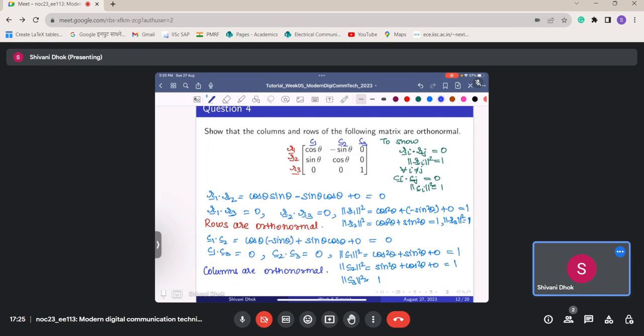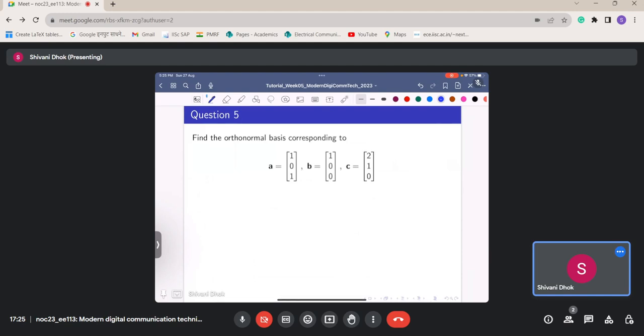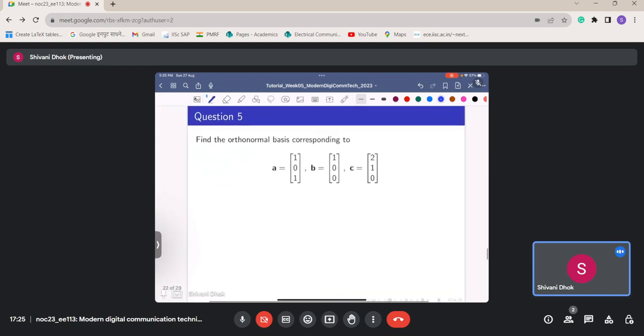Okay, let's go for the next question then. This is the fifth question. It says that we need to find the orthonormal basis corresponding to these vectors, which are 1 0 1, 1 1 0 and 2 1 0. So we will do this by Gram Schmidt orthogonalization.